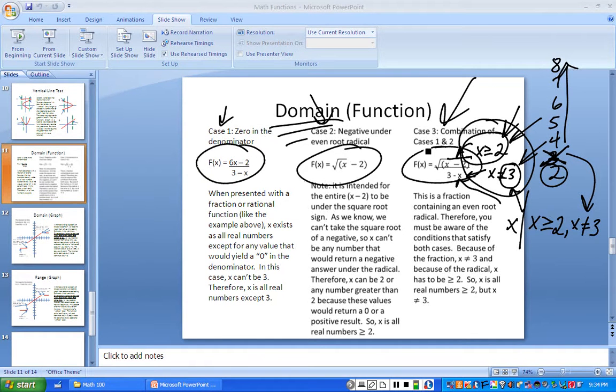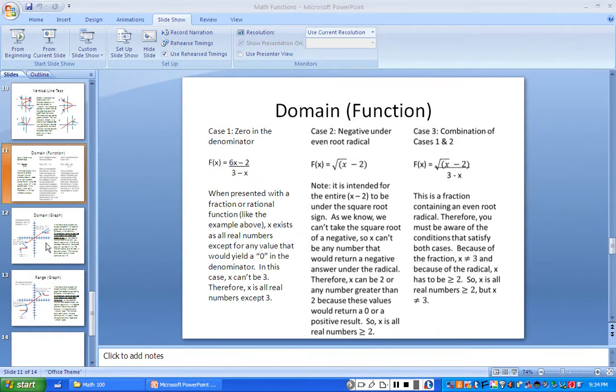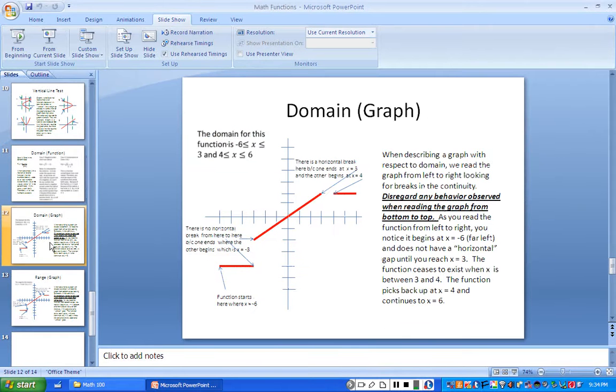Okay, moving on. Now, listing the domain if we're given an actual graph. Now this can be a little tricky, so stay with me.